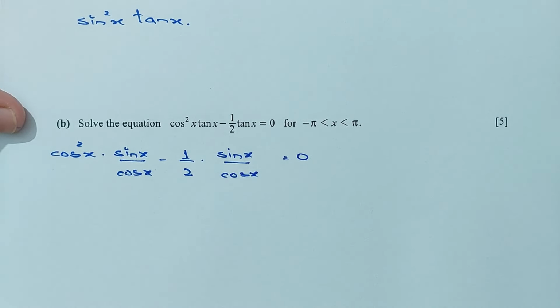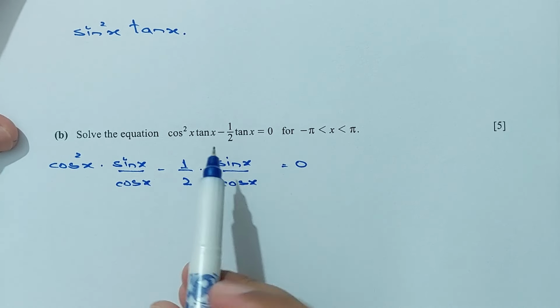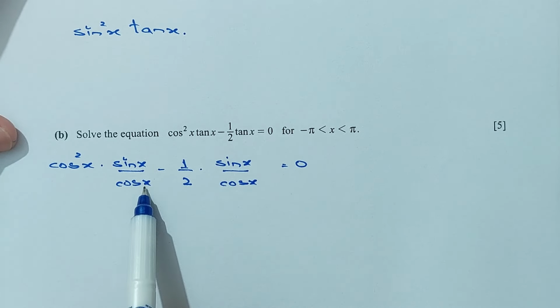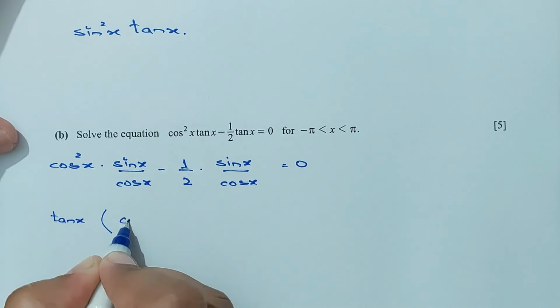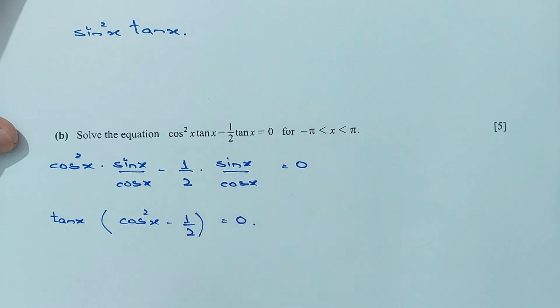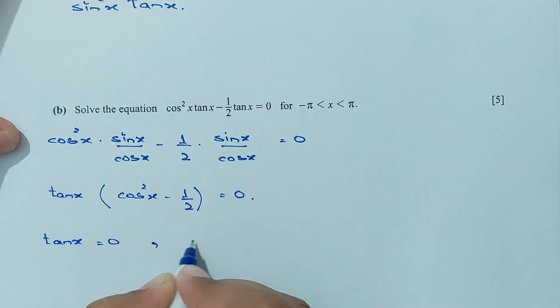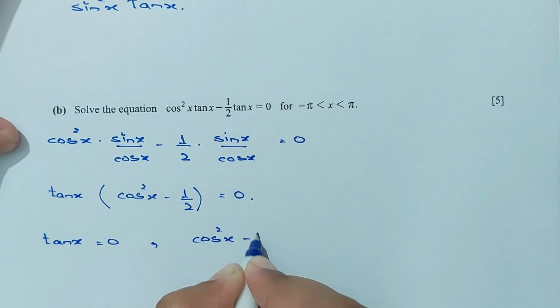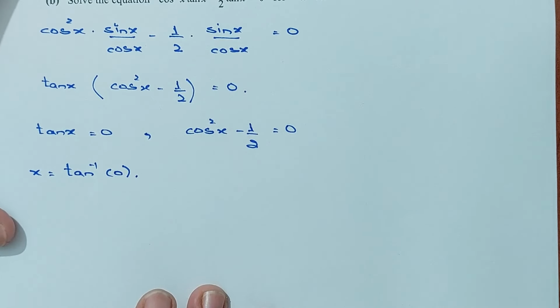Okay, so we can take tan x common, sine x over cos x. So let me take tan x common, and we are left with cos square x minus 1 by 2, which equals 0. So both factors are separately equal to 0. It means tan x equals 0, and cos square x minus 1 by 2 equals 0. So x equals tangent inverse of 0, right? This is in radians.